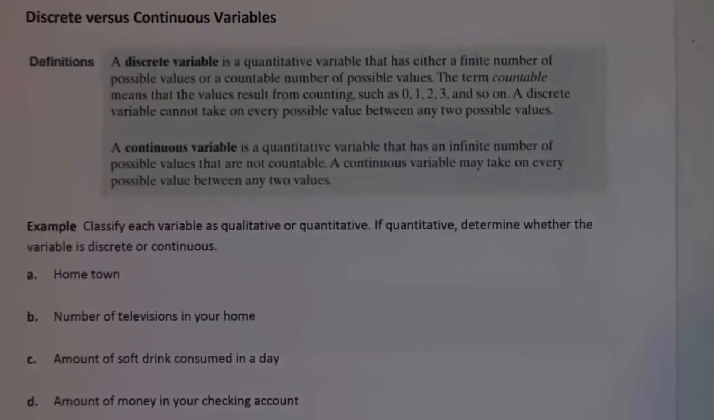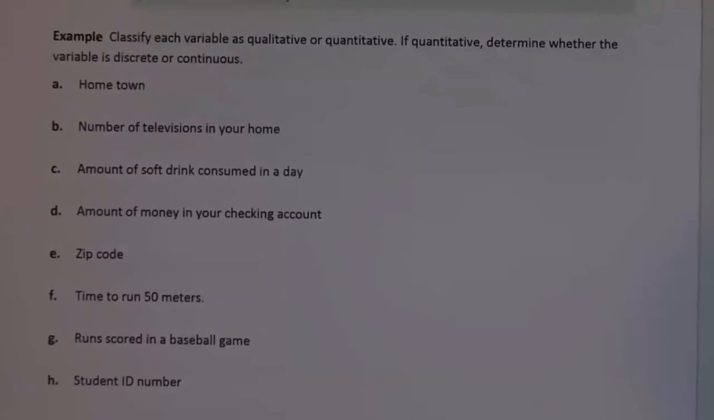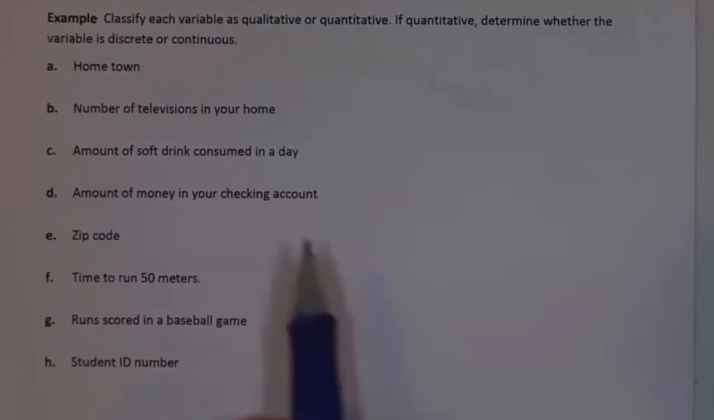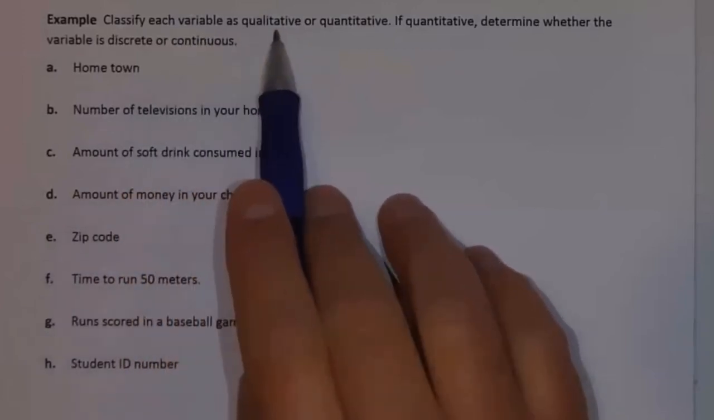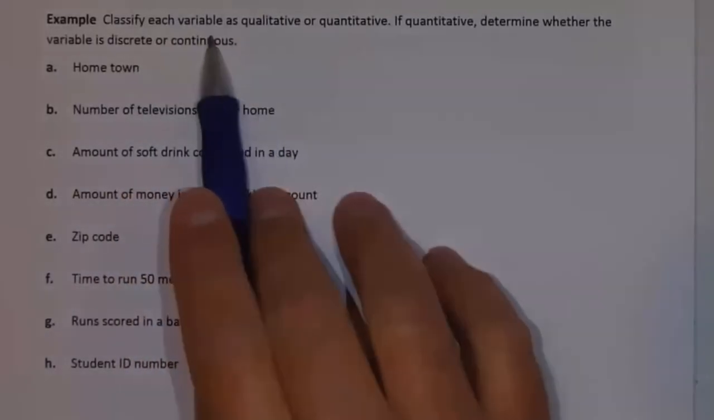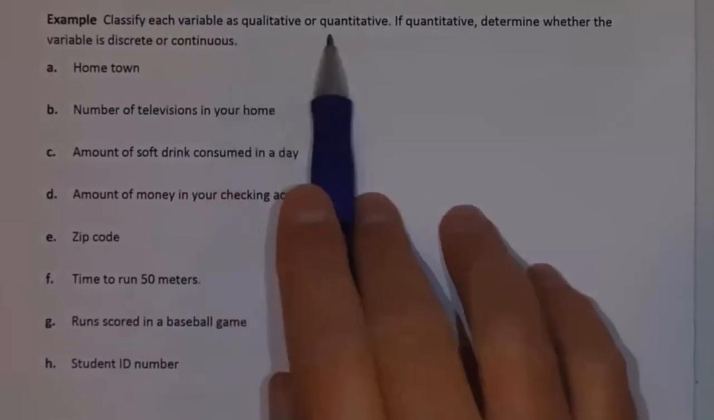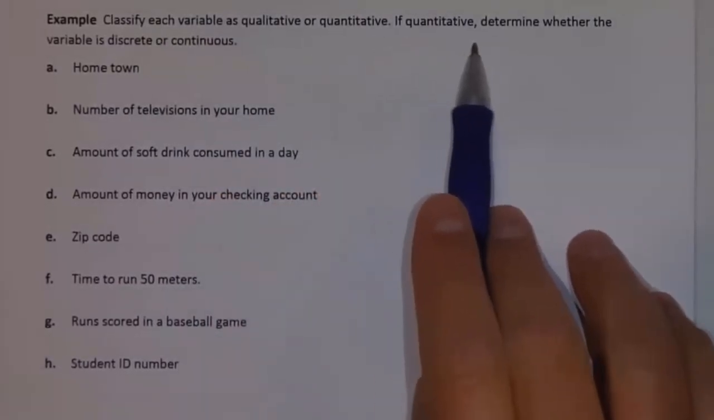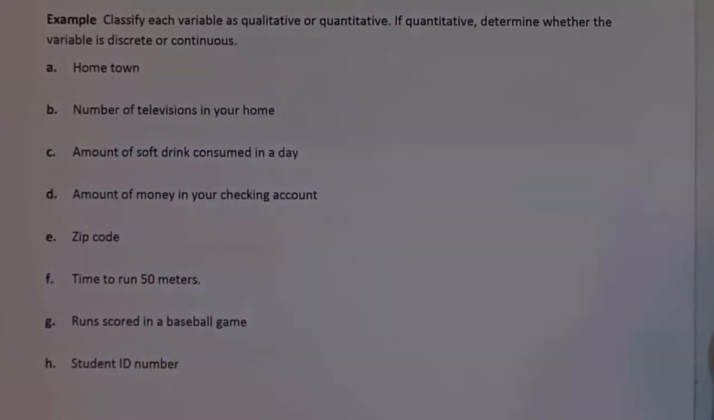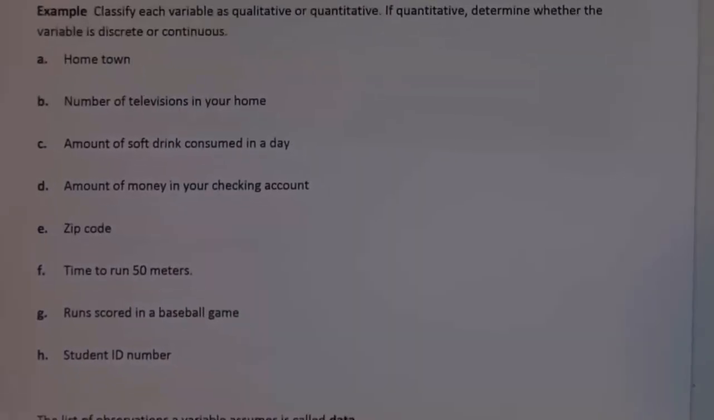Okay? So I have an example here that I want to look at with you. Classify each variable as qualitative or quantitative. That's the first part. Is the variable qualitative or quantitative? If it's quantitative, determine whether the variable is discrete or continuous. If it's qualitative, that's it. It's qualitative. If it's quantitative, then is it discrete or is it continuous?